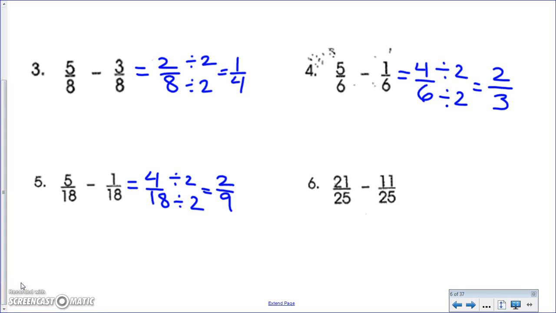Number 6, we have 21/25 minus 11/25. So that gets us 10/25. Then we're going to divide both the numerator and the denominator by 5 and get 2/5.